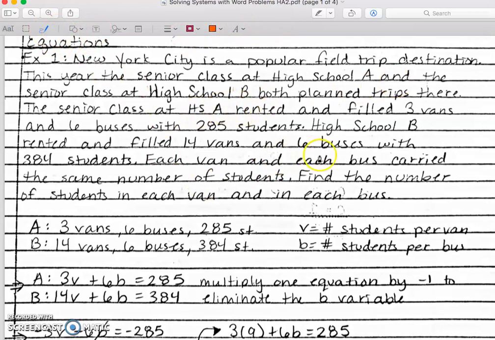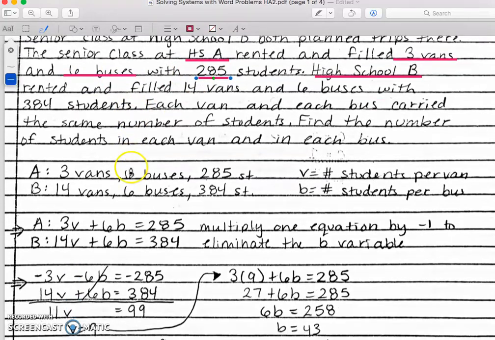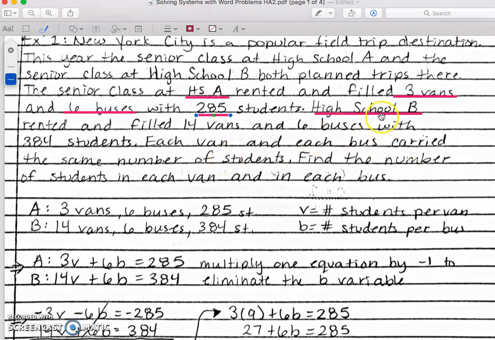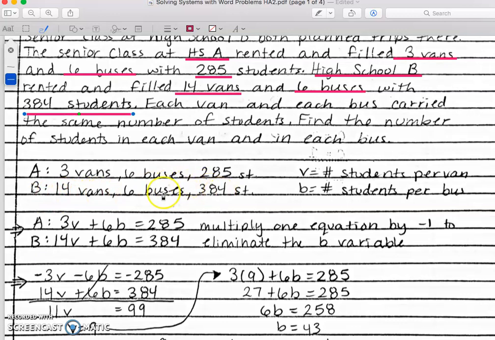Okay, so important information. First, I recognize that this is split into 2 high schools. We have High School A and we have High School B. High School A rented and filled 3 vans and 6 buses with 285 students. Okay, so I used that and just wrote out the information. High School B filled 14 vans, 6 buses, with a total of 384 students. So I went ahead and I wrote that out here as well.